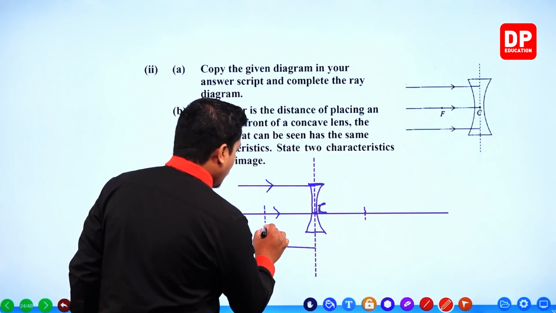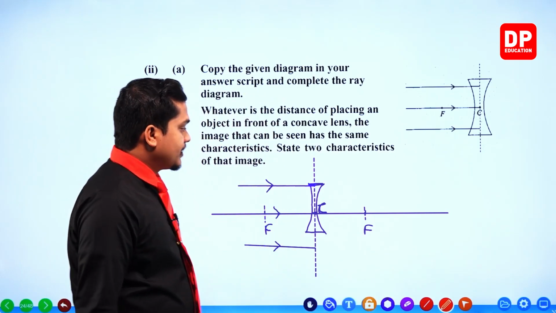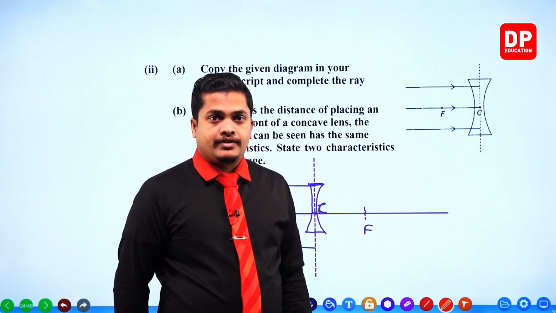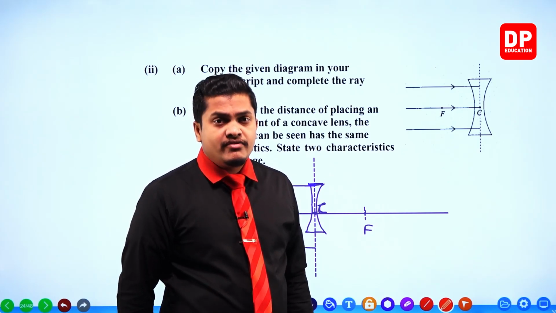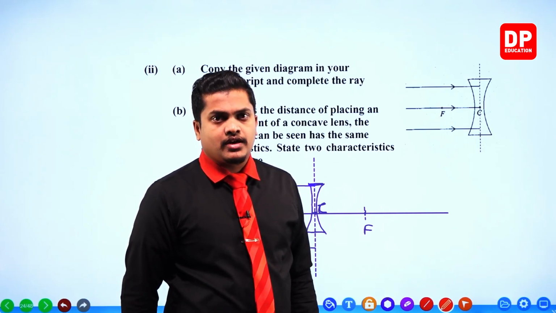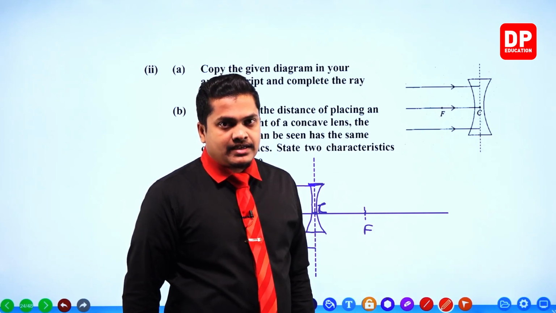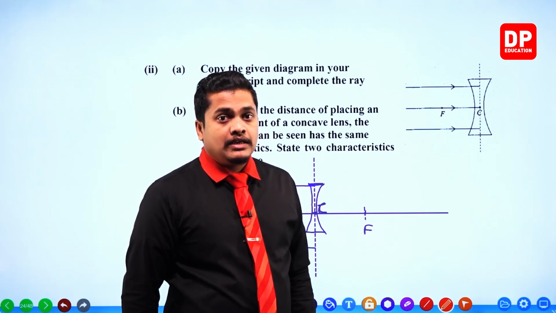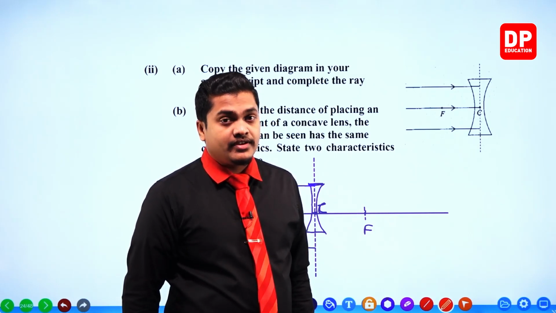So this is my focal point, and this is the focal point at the other side. Now, this is a concave lens, my dear children. With a convex lens, you know that light rays get converged to the other side. But in the concave one, what will happen? The light rays are not converged, they are diverged to the other side.